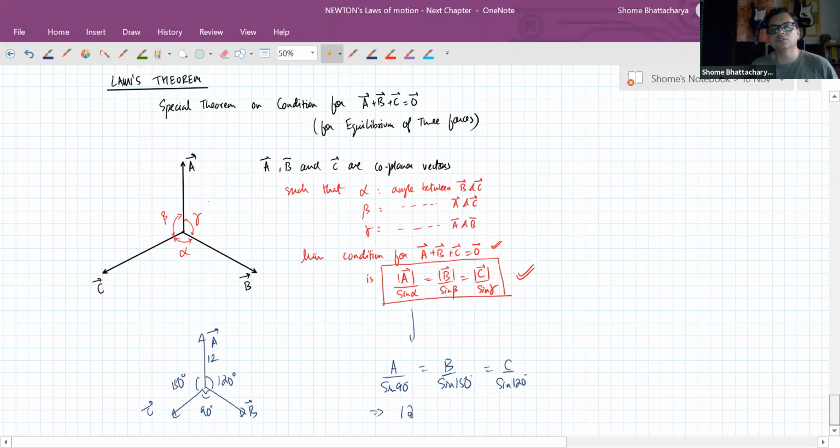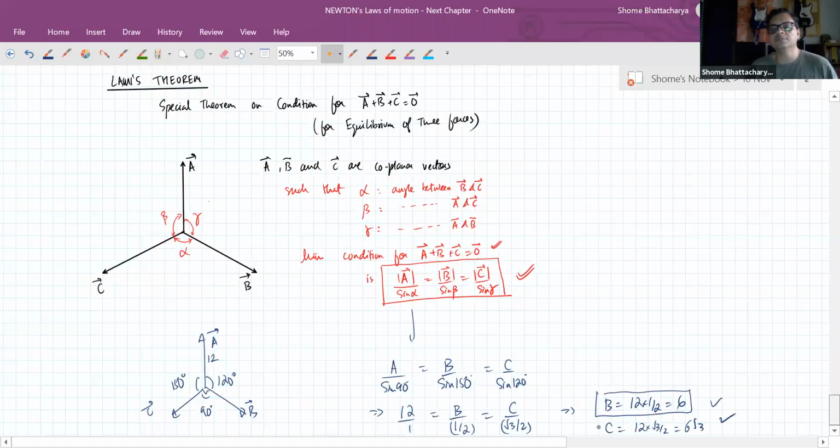So magnitude of A was 12, sine 90 is 1. That should be equal to B upon sine 150, which is half. That should be equal to C upon sine 120, which is sine 60. So that is root 3 by 2. So directly you can see that B is equal to 12 into half, or 6, and C's magnitude is 12 into root 3 by 2, or 6 root 3. So these become one line solutions.